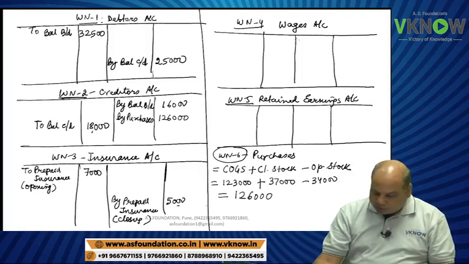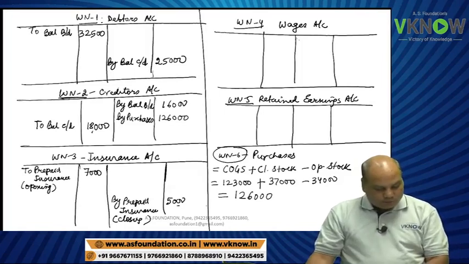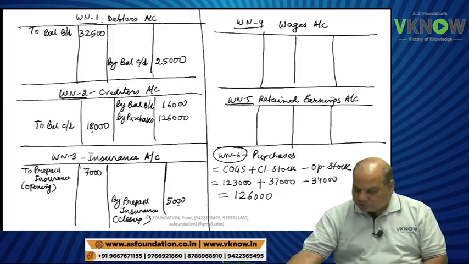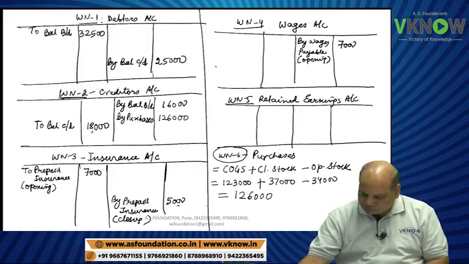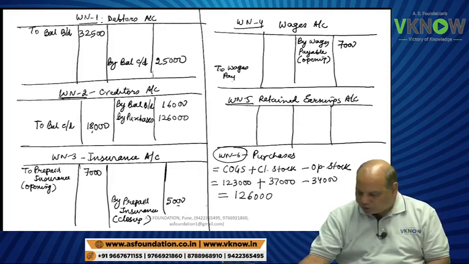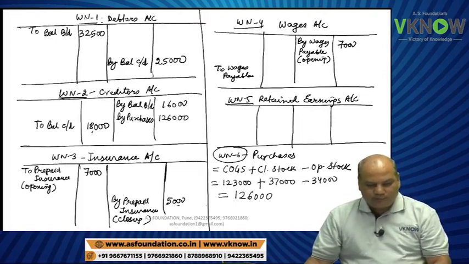Wages payable, there is a working note number 4 after accounts payable. So on the credit side, write down wages payable opening balance, 7,000, to wages payable in bracket closing.